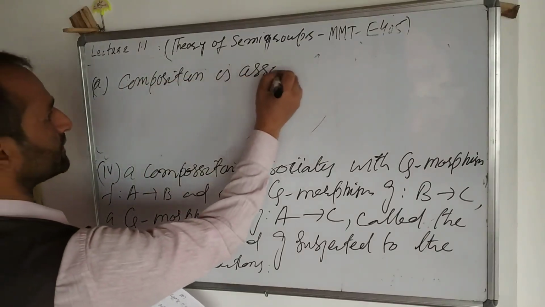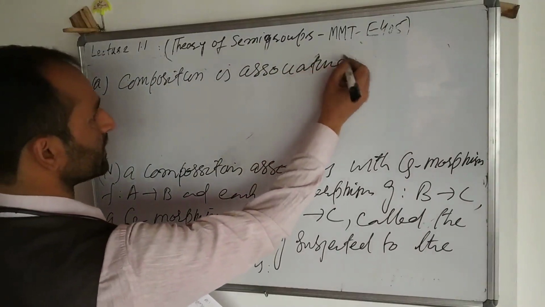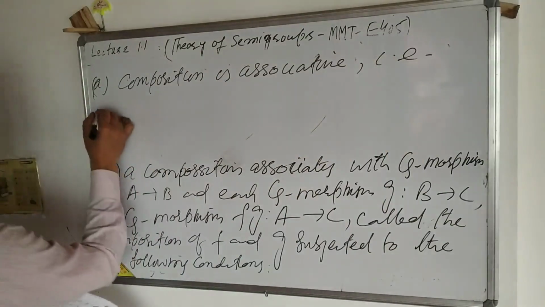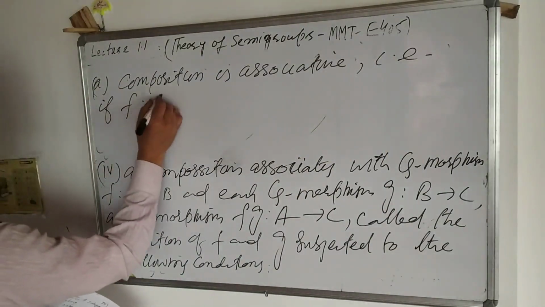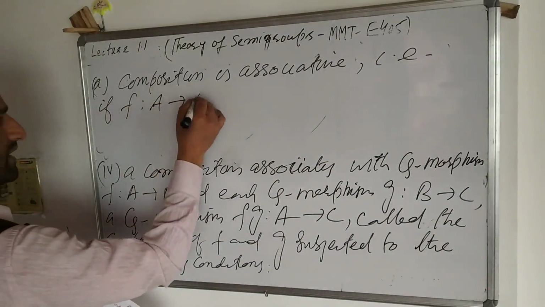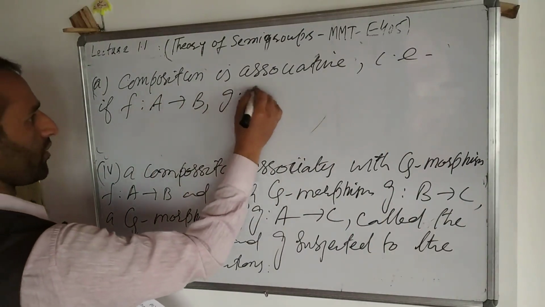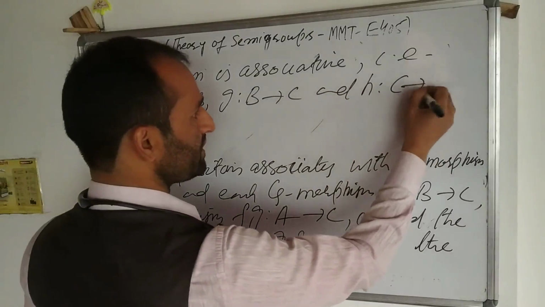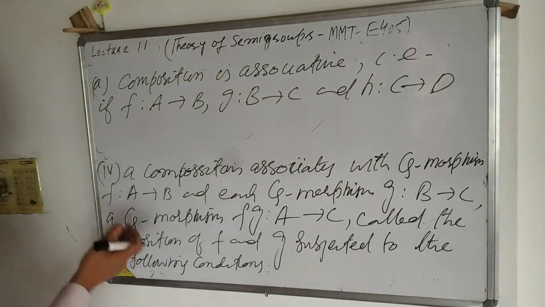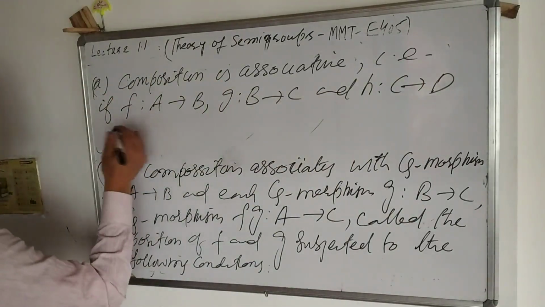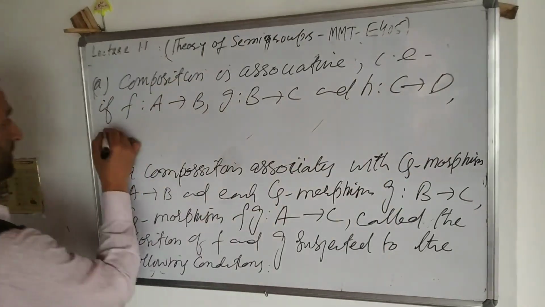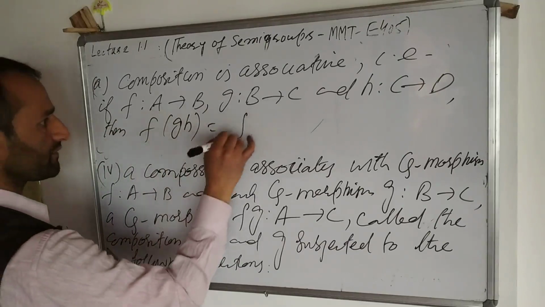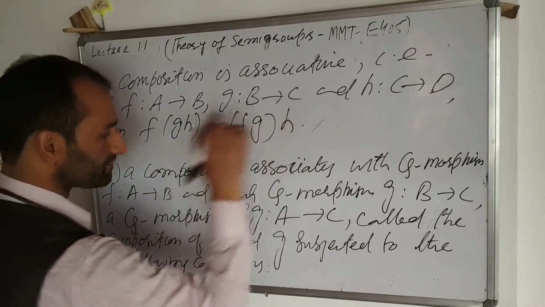Composition is associative. That is, if F is a morphism from A to B, G is a morphism from B to C, and H is a morphism from C to D, as in the previous example where these are functions, then (FG)H should be equal to F(GH).